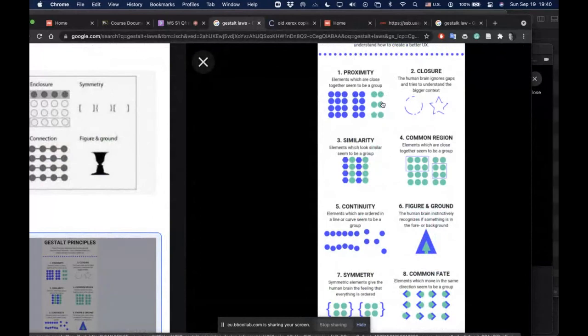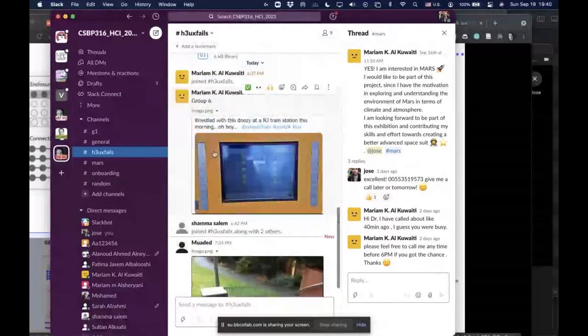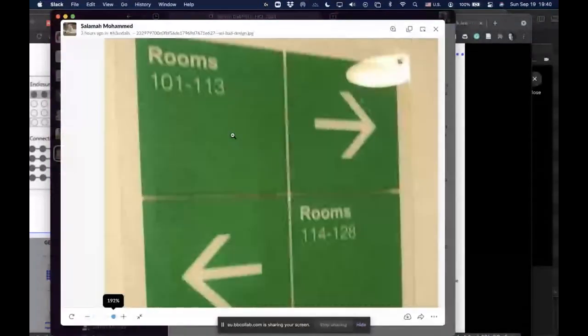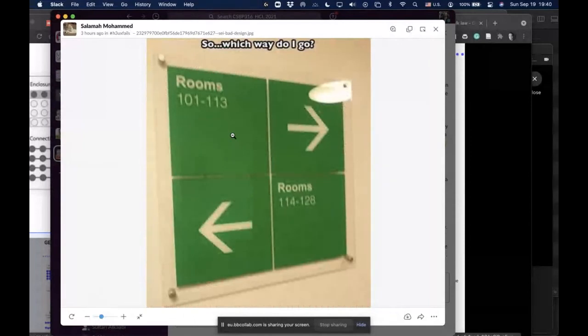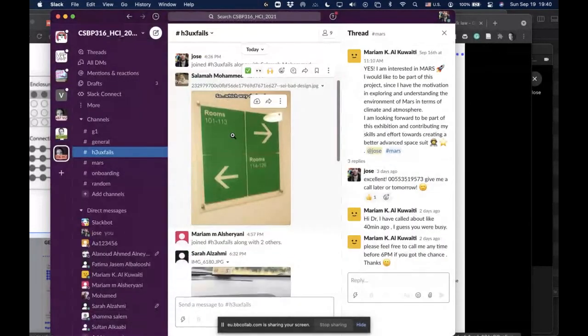If things should belong together, they should be together. And clearly, if these guys had followed the Gestalt law of proximity, we wouldn't have this problem right now here, right? Okay, good. Wonderful. Okay, so that's it for today.